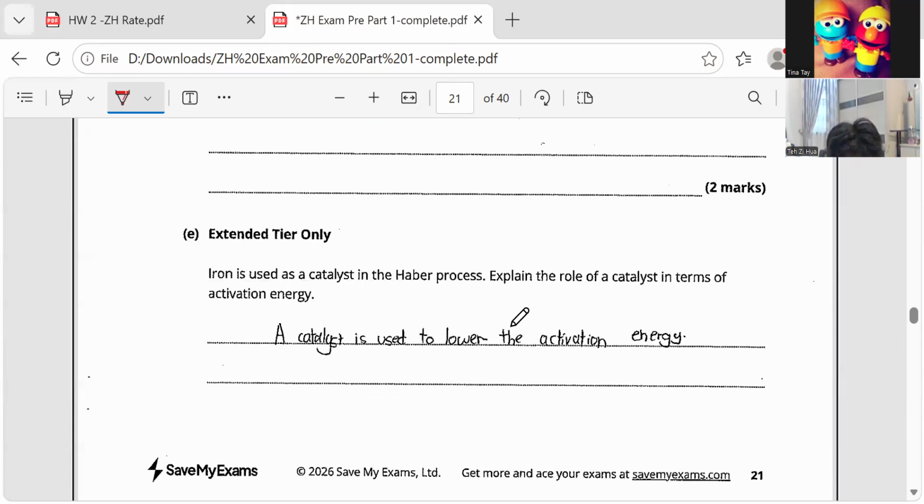Okay, ZiHua, this one, right? You cannot just say lower activation energy. You must say lower activation energy and increase rate. You must write both. Okay? Got it? Okay.